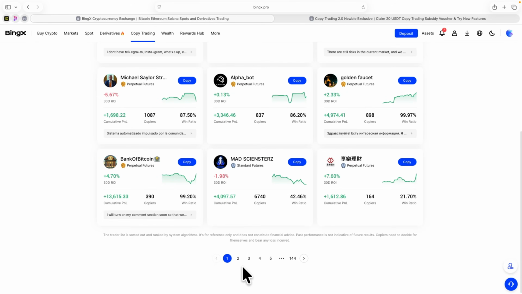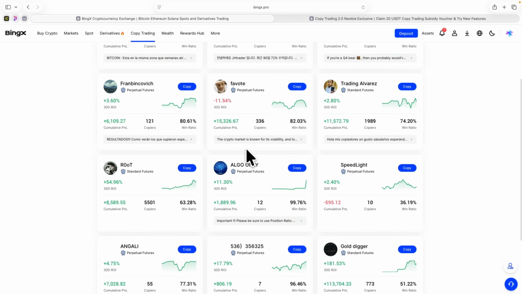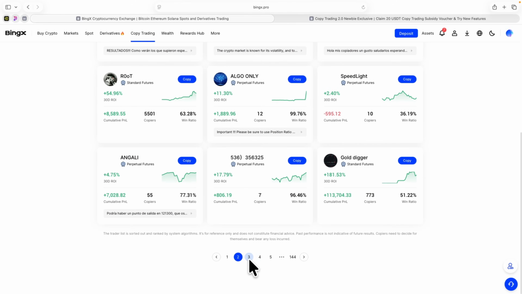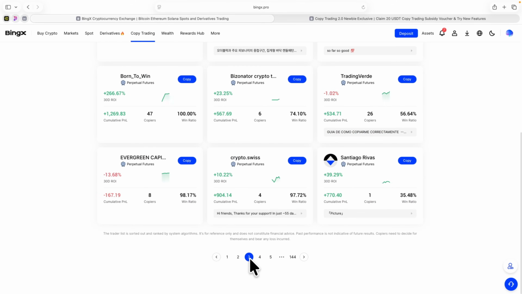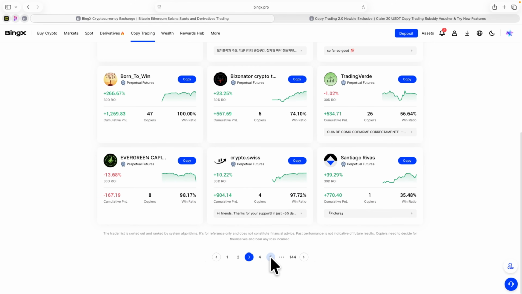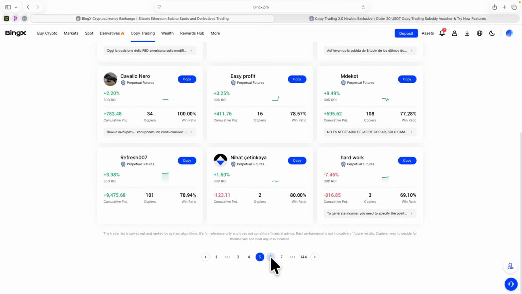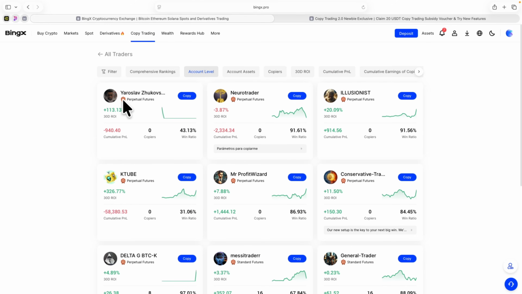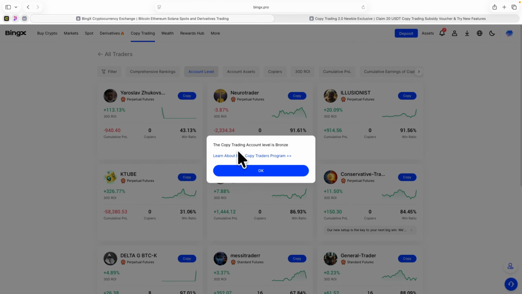And then you also have bronze. Let me click on 2 right here. So you can see all of the people here are on silver accounts. Let's go to 3 right there. You can see these people too are on silver, but they're still bronze. I want us to find bronze and show you guys that right here. So let me keep on going. You can see right here, this is bronze. If you click on it, you can see this copy trading account level is bronze.